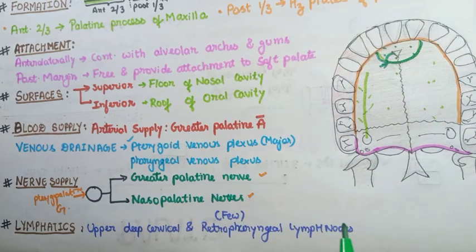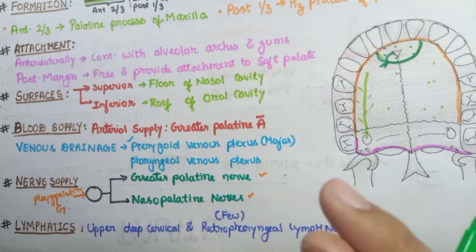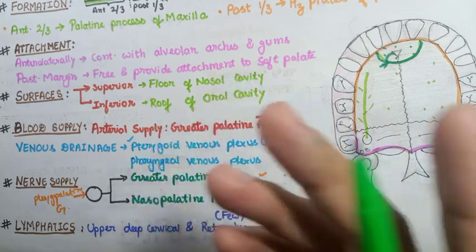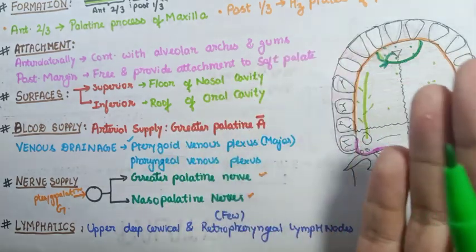And the lymphatics drain into the deep cervical and some of them into the retropharyngeal lymph nodes. So lymphatics either drain into the upper deep cervical or the retropharyngeal lymph nodes.